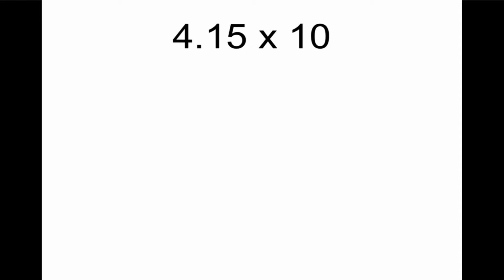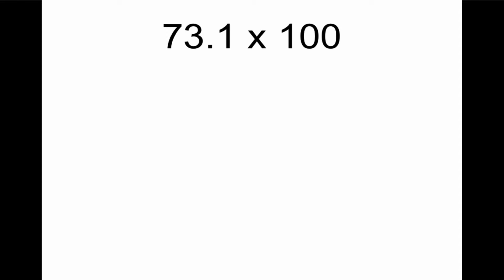Before we begin, let's just review how you multiply decimal numbers by powers of 10. For every 0, we move the decimal one place to the right. So multiplying 4.15 by 10 moves that decimal one place to the right. The answer would be 41.5. To multiply 73.1 by 100, we would want to move the decimal two places to the right, and I call this putting an egg in the carton. The answer would be 7,310.